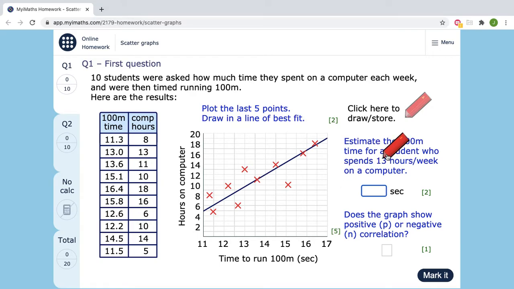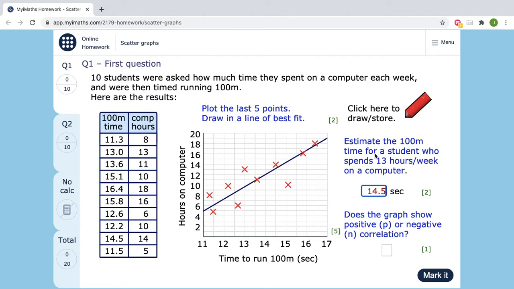Then it says, estimate the 100-meter time for a student who spends 13 hours a week on the computer. Now they want you to do this according to your line of best fit. So somebody spending 13 hours on the computer, if I read across from 13 until I hit my line of best fit, then it goes down to about 14.5 seconds. So according to my line of best fit, we would predict that somebody who spent 13 hours a week on the computer took 14.5 seconds to run the 100 meters.